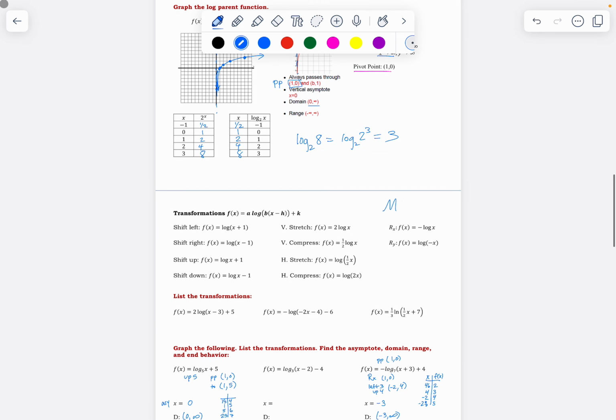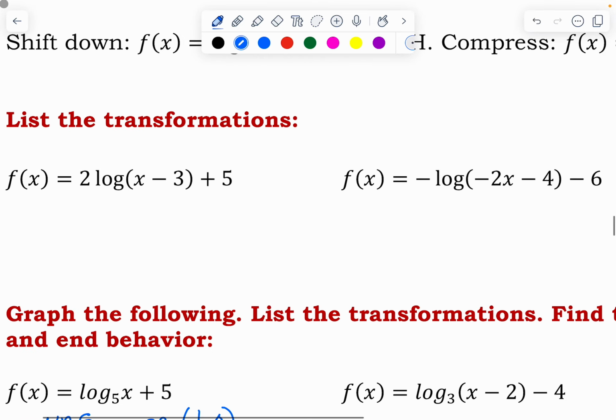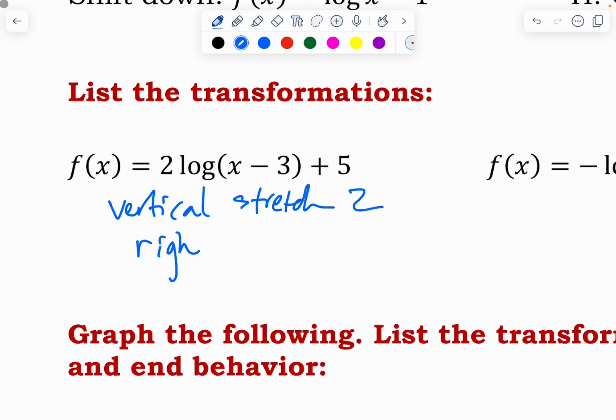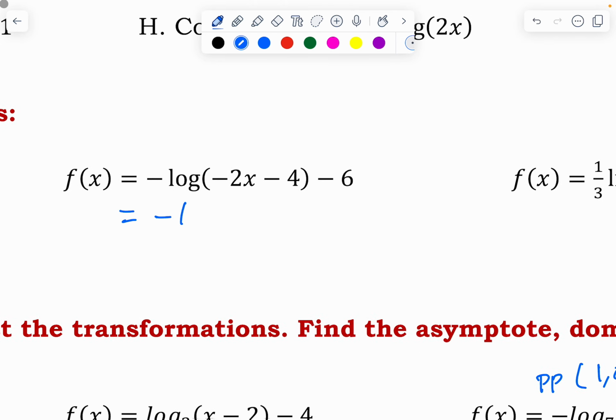Let's keep going. I just like to put my name on every page. I claim my work. Okay, so list of transformations. This has a vertical stretch of 2. And it's going to go to the right 3 and up 5. Okay. Ooh, we've got all sorts of things happening here. There's a negative log out front. The negative log makes it go from this to like this because it flips it over.